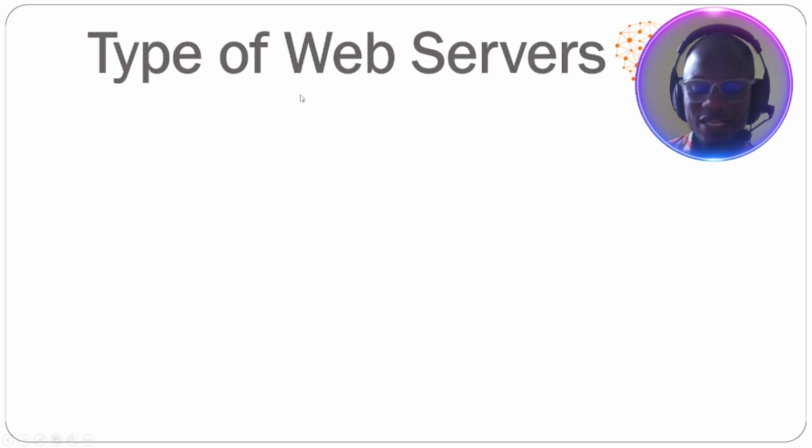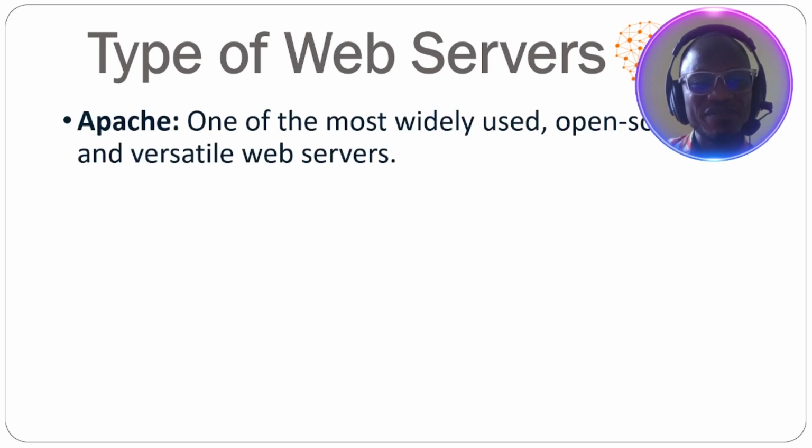The next thing I'd like us to talk about is types of web service. We have Apache. Apache is one of the most widely used open source and versatile web servers. Once something is open source, it means that it's a free web server that you can download and install on your machine, and then it will be operating locally for you.